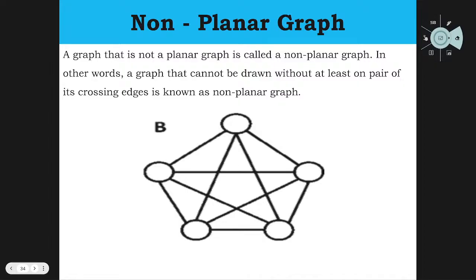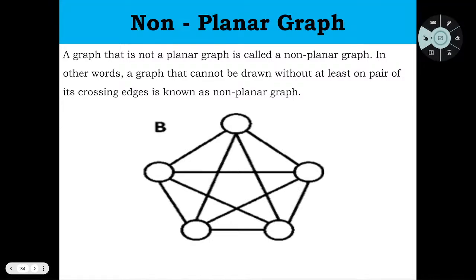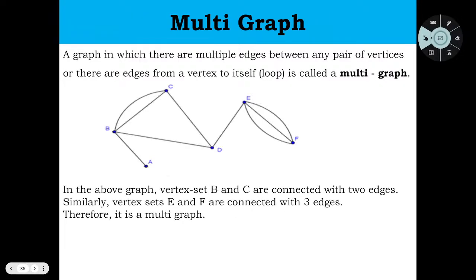Shall we go to the next one? It is non-planar, write that down. Multigraph, I already told you. What is a multigraph first of all? Between two vertices, if there are multiple edges, then it is called a multigraph. We have completed that.